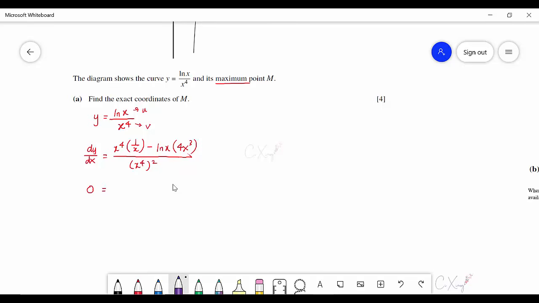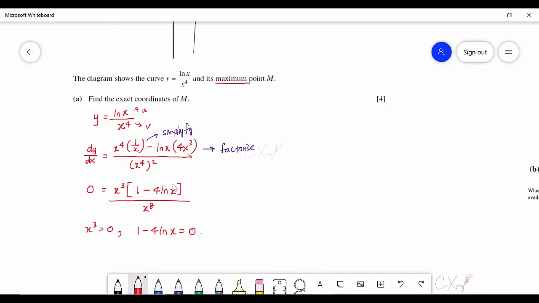For this step, I try to simplify, and after that, I factorize. After I simplify and factorize this numerator, I will get x power 3 times 1 minus 4 ln x, divided by x power 8. I want to get the solution for x here, right? So I will let the numerator x power 3 equal 0, and also 1 minus 4 ln x equal 0. I want to get the value for x.